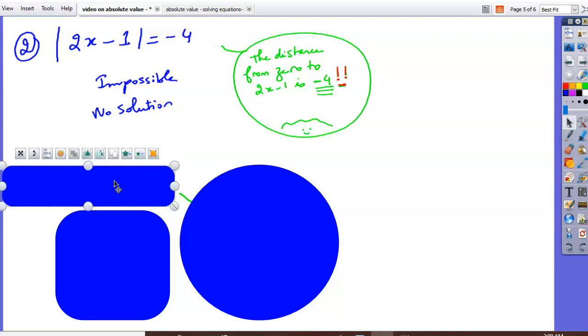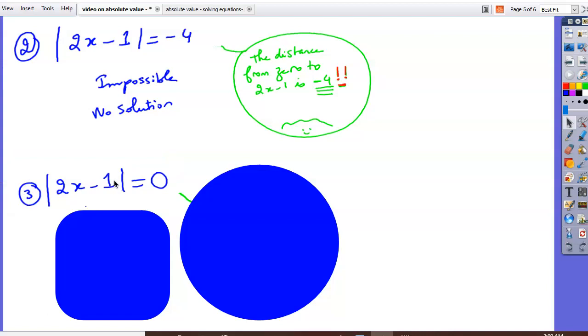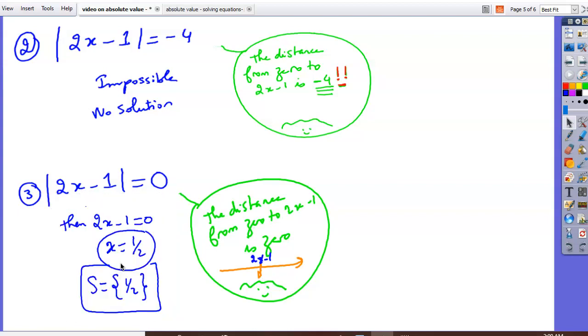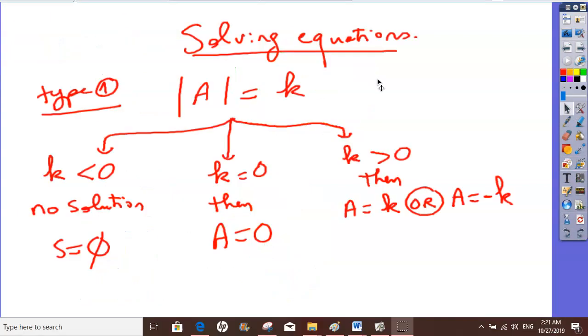In example 3, we want to solve the absolute value of 2x minus 1 is equal to 0. So I want the distance from 0 to 2x minus 1 to be 0 units. And if I want to place the quantity 2x minus 1 at 0 units from 0, then the 2x minus 1 will be at 0. And therefore, I will be solving the equation 2x minus 1 is equal to 0, which means that x is equal to half.